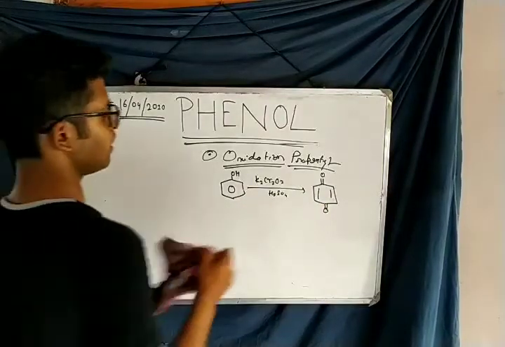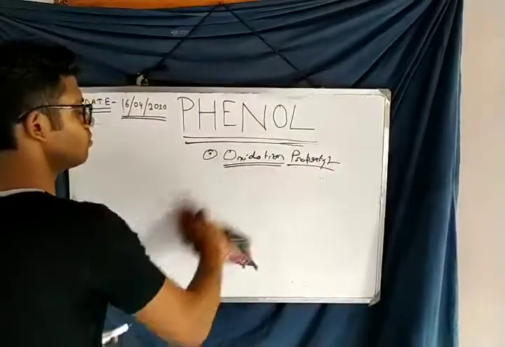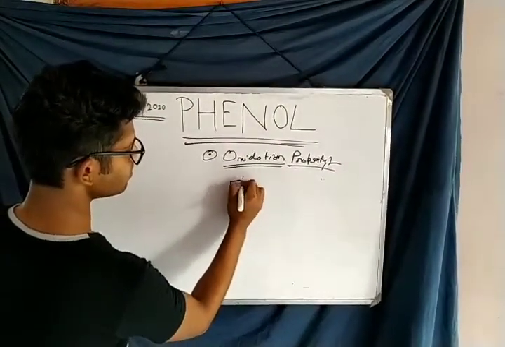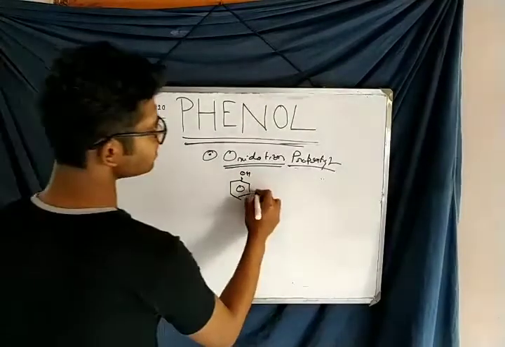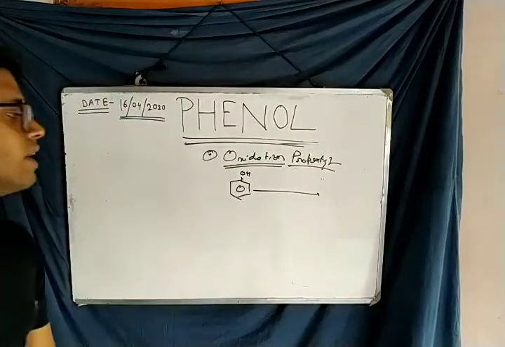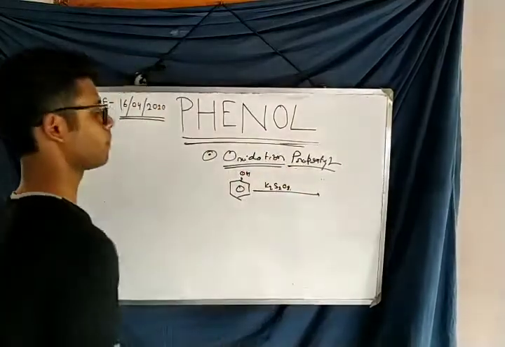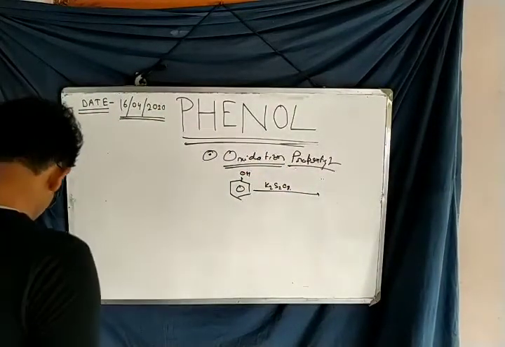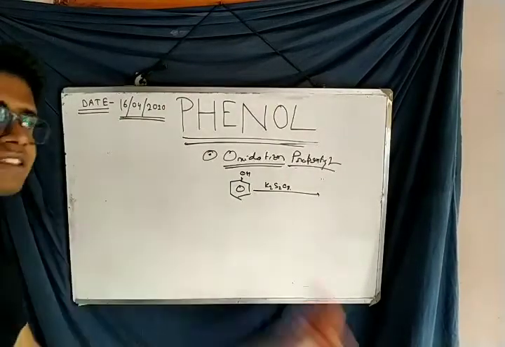So next, last: when phenol, it is very important, but not for CBSE, it is very important for the West Bengal board. When phenol is treated by K2S2O8, then the product will be obtained. The product is known as quinol. It is a very important product for poisoning some substance.